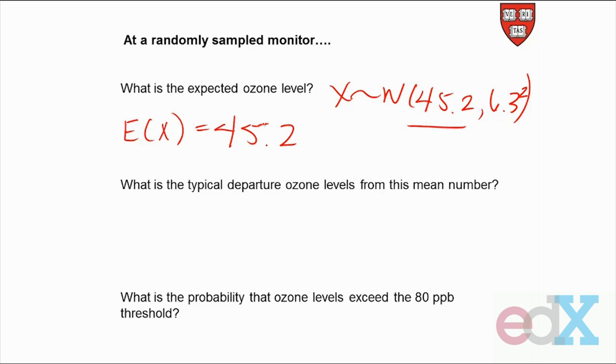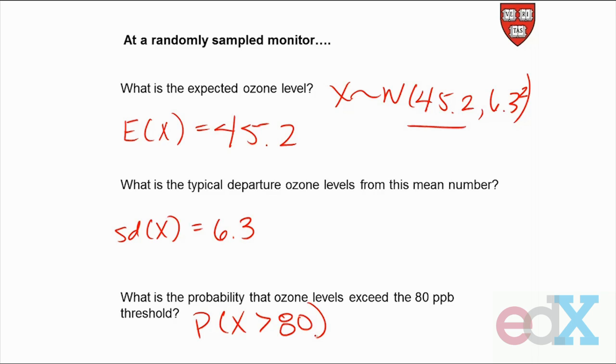Now what's the typical departure of ozone levels from this mean number? That's just asking us what's the standard deviation of x. And we know from the question that this is equal to 6.3. Next, we want to look at the question, what's the probability that ozone levels exceed 80 parts per billion? So the probability that x is greater than 80.